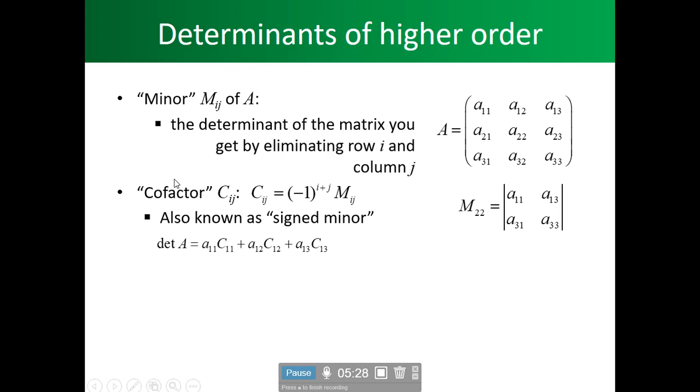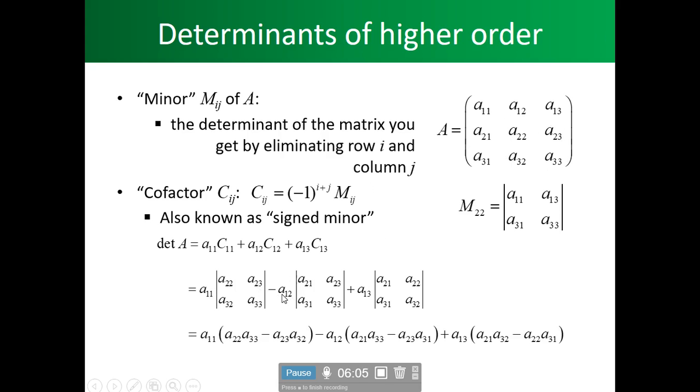Okay, so we have this determinant, and what are we going to be doing? We're going to multiply A11 times C11, A12 times C12, A13 times C13. And so what do we get? We get here A11 times this area here, minus A12, so you alternate from plus to minus.